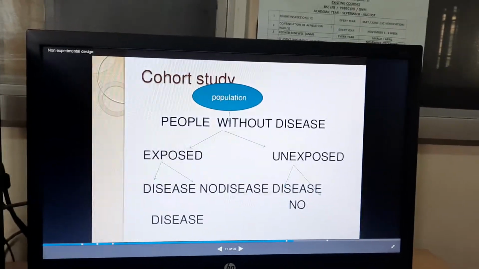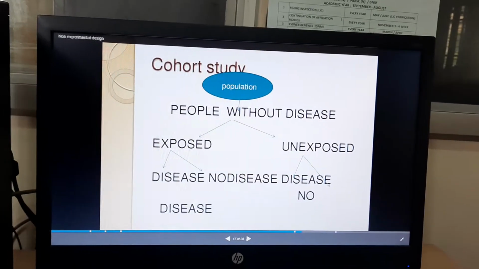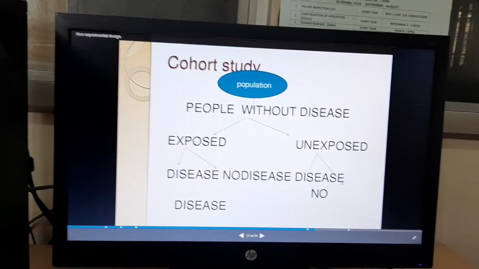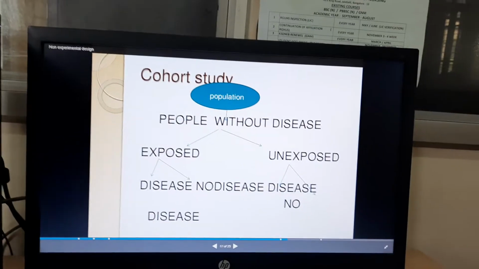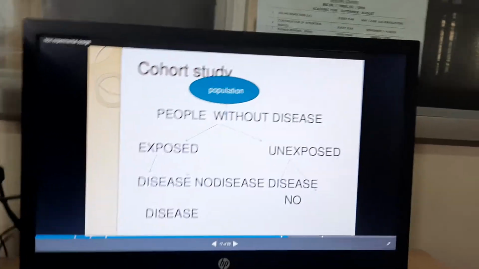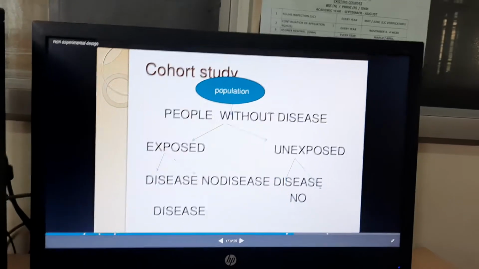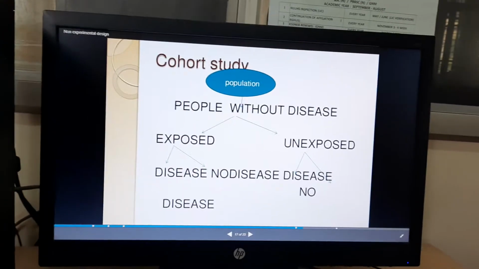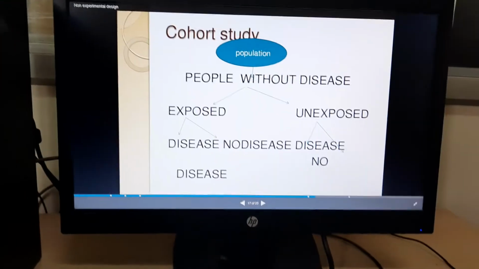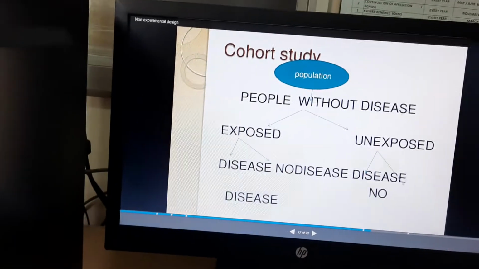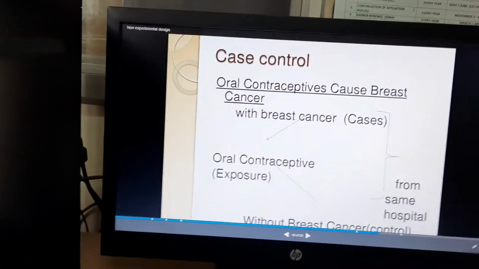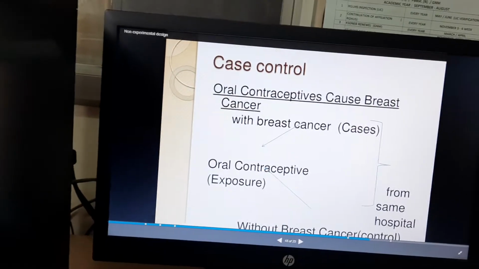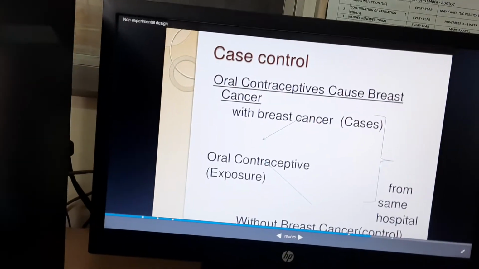So among the exposed, disease or no disease will come, and among the unexposed, disease or no disease will come. But the exposed persons have a high risk of getting the disease. Okay, clear? That is a cohort study. Once again you want me to explain, or is it enough? Okay, I'll send you the notes also.